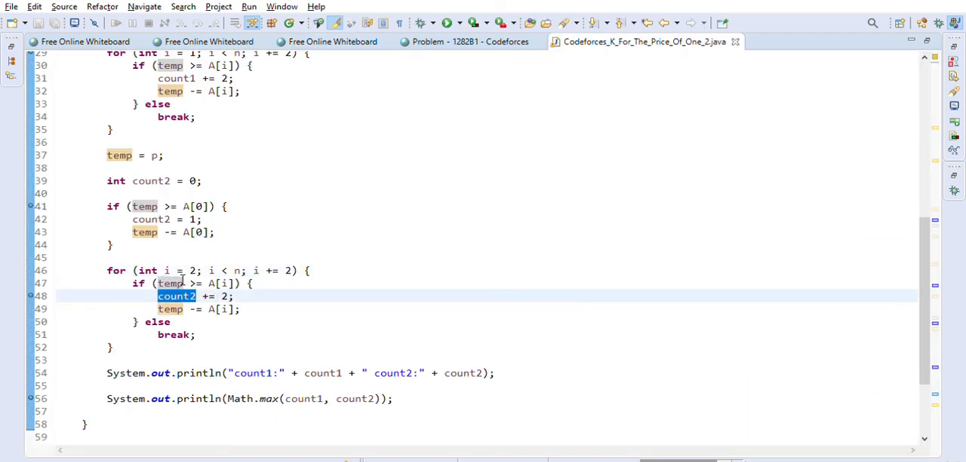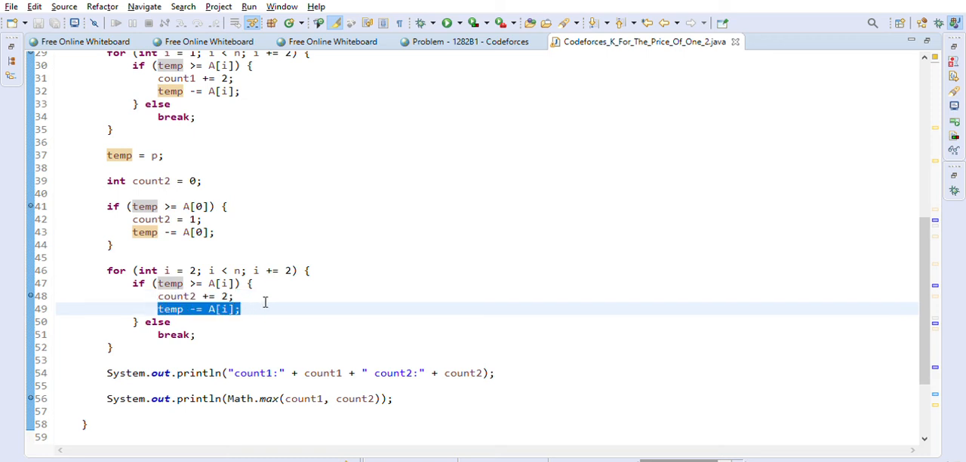So whenever we have enough coins in our hand, we will try to buy that ith item, and we will increment our count 2 variable, and the money in our hand will be decremented by the price of the item that we just bought, right? If this is not the case, we'll just break out, right?